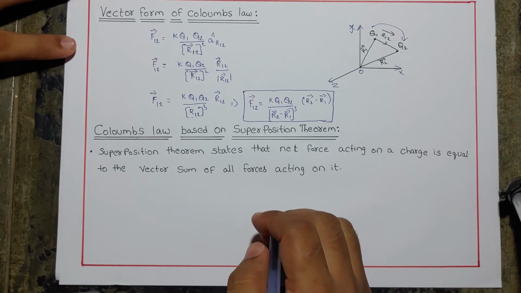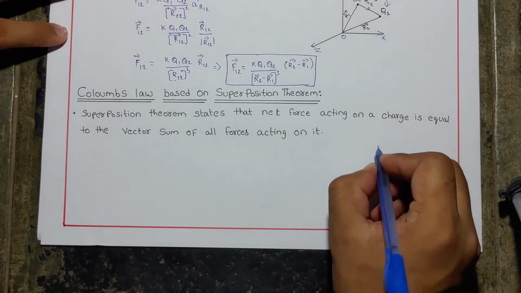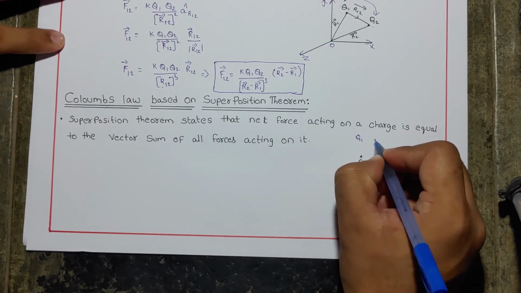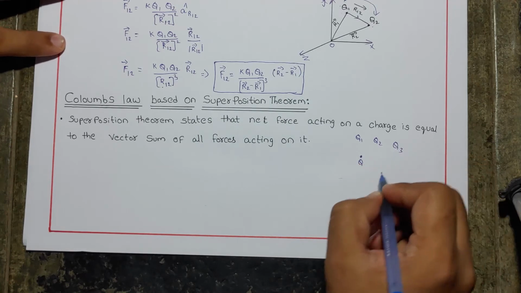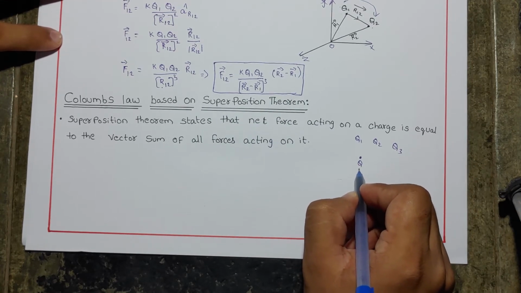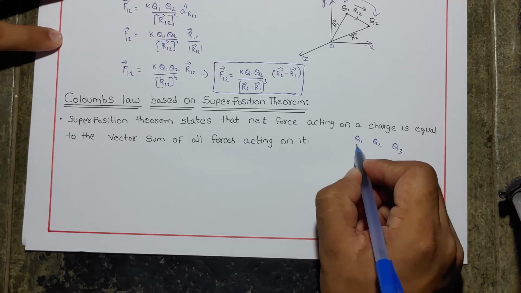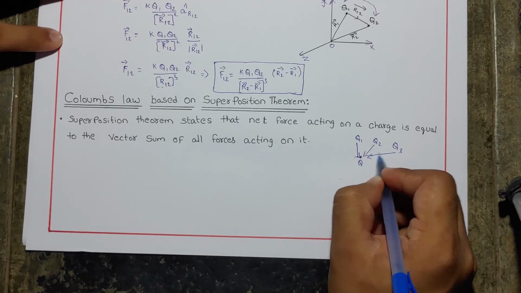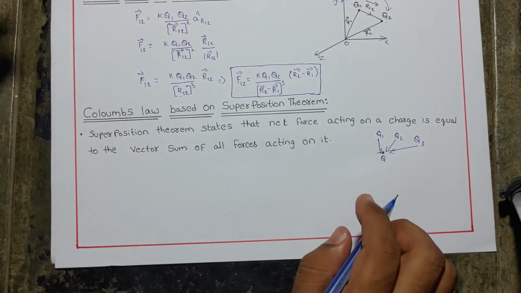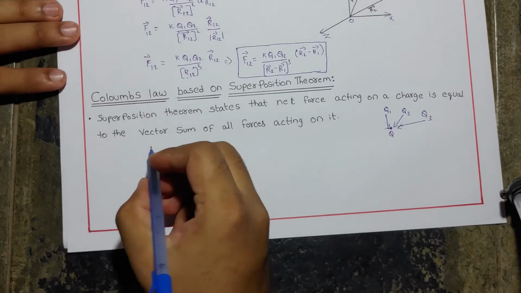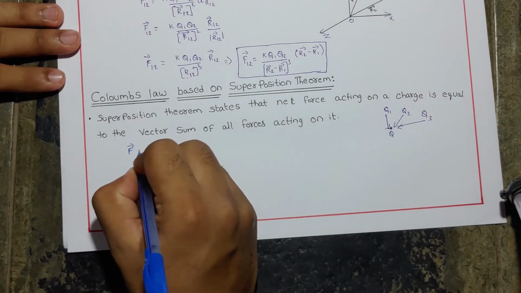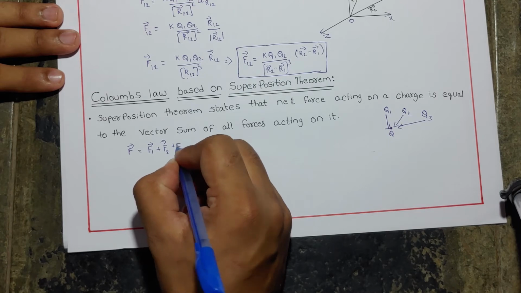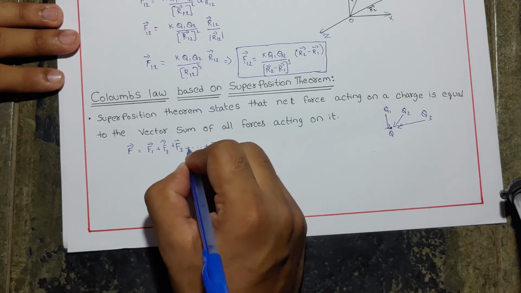Now let us look at the superposition principle. Here is a charge Q, and there are several other charges in free space: Q1, Q2 and Q3. The net force exerted on Q is equal to the sum of the individual forces acting on Q due to Q1, Q2 and Q3, that is, the net force F is equal to F1 vector plus F2 vector plus F3 vector, and so on up to Fn.